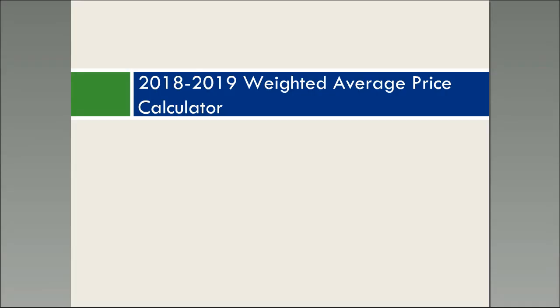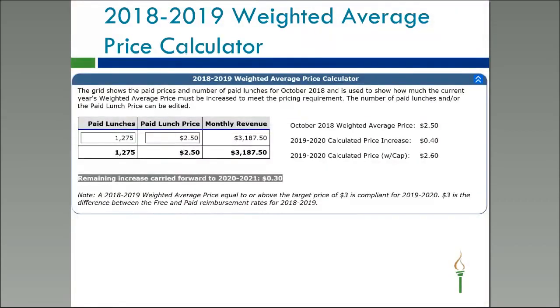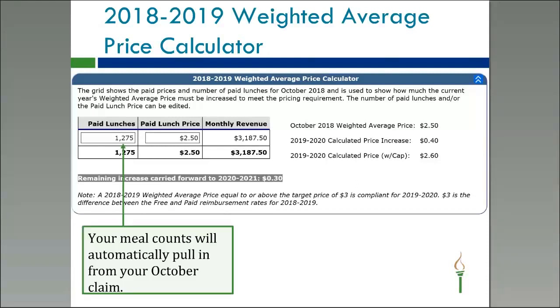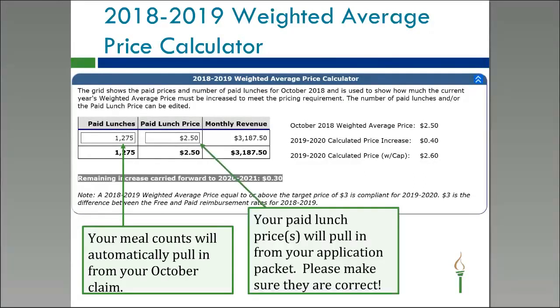The next section on the PLE tool is the 2018-19 weighted average price calculator. This is where you'll calculate if you need to increase your prices for the school year. Now, what's really nice about doing the PLE tool in the web applications is that these numbers automatically pull in for you. So these meal counts automatically pull in from your October claim, and this lunch price automatically pulls in from your application packet. So please make sure that information is correct.